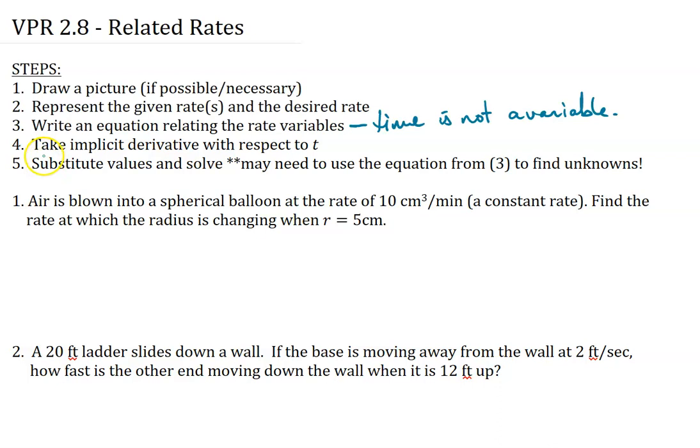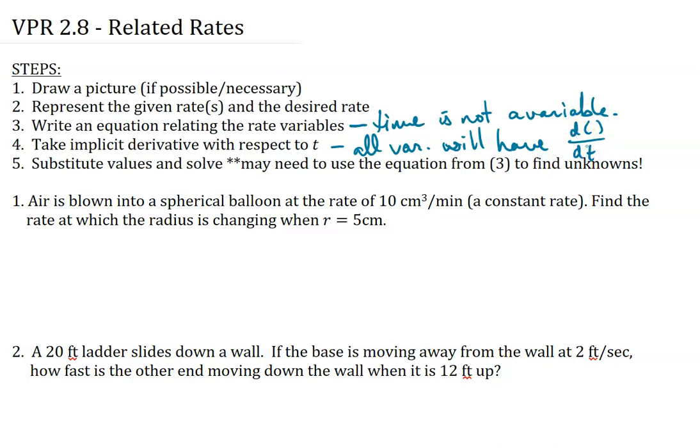And then in step 4, we're going to take the implicit derivative with respect to the variable t for time. Okay, so the original equation is not going to have time in it, but then we take the derivative with respect to t. So that also means that every variable will have d of whatever over dt attached to it.